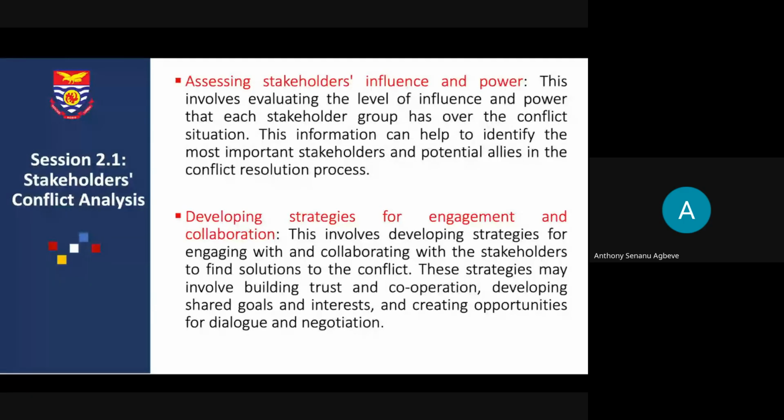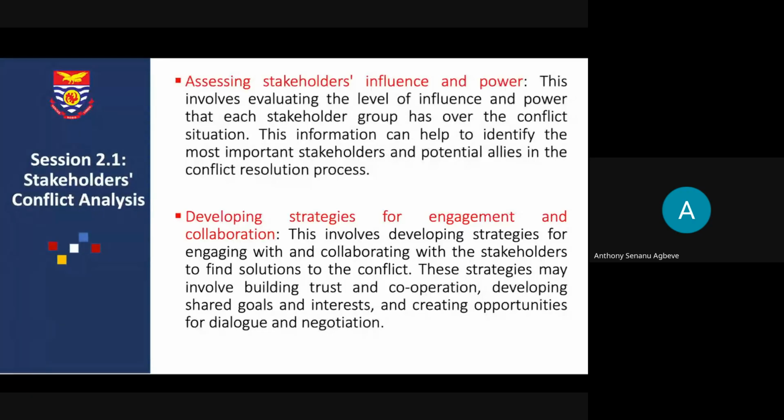So you've listed or identified all the stakeholders engaged in the conflict. We need to look at their influence and power. Who has a lot of power among these groups of people you've identified? If the government is a stakeholder in the conflict, then the government will have a lot of power. So you identify who is more influential and who is more powerful among the stakeholders. This is to help you draw some kind of potential allies.